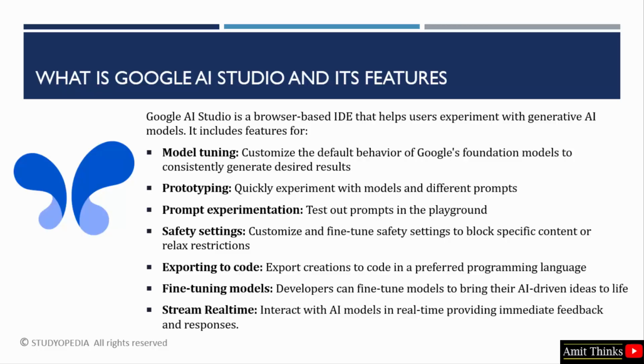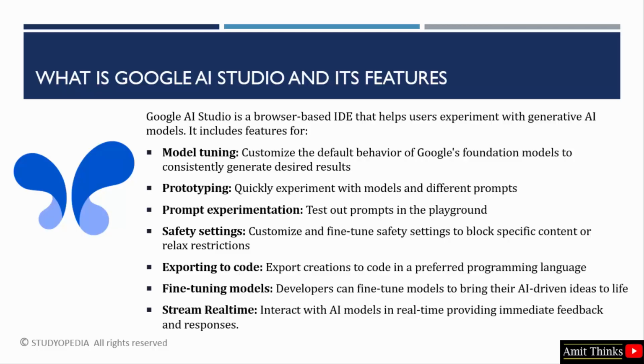Let us see the features. You get access to advanced models. With that, you can quickly integrate AI capabilities into your applications with the Gemini API key. You can customize the default behavior of Google's foundation models. With that, you can easily experiment with those models, easily work around and test prompts.